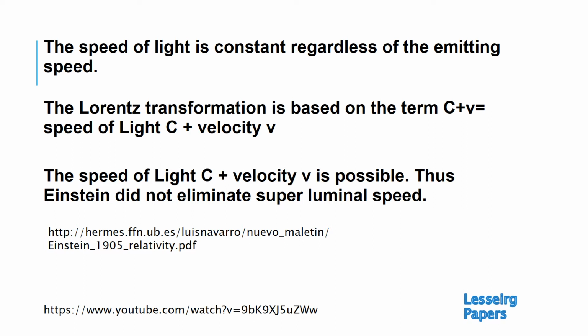The second conclusion that he takes here is that the Lorentz transformation is based on the term the speed of light c plus the velocity of a moving system. So this is the most interesting thing, because he clearly says that the speed of light plus a velocity v is possible. Thus, Einstein does not really eliminate superluminal speed or see the speed of light as a universal speed limit.